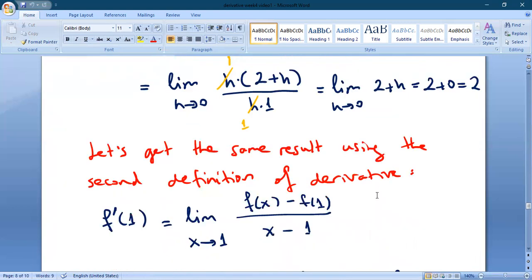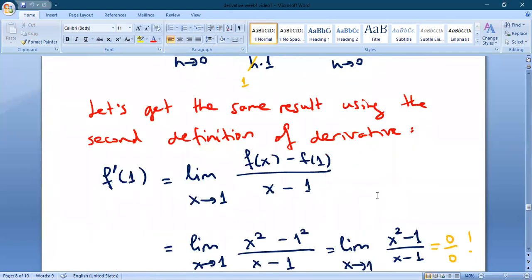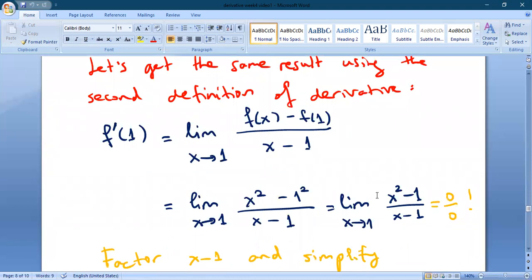Okay. Now, let's get the same result using the second definition of derivative. So f prime of 1 with the second definition is equal to the limit as x goes to 1 of (f(x) - f(1)) over (x - 1). So the f function takes the square of the input, so (x squared - 1 squared) over (x - 1). We take the limit of this expression as x goes to 1.